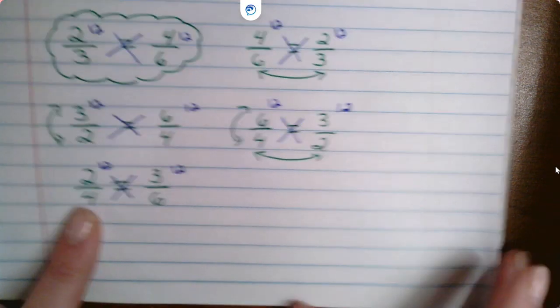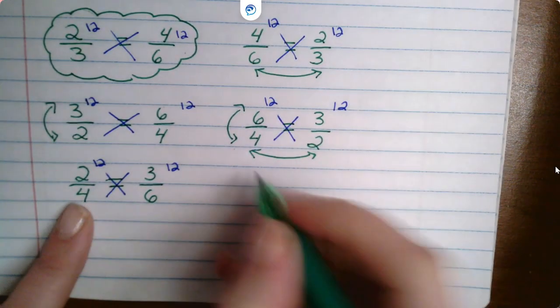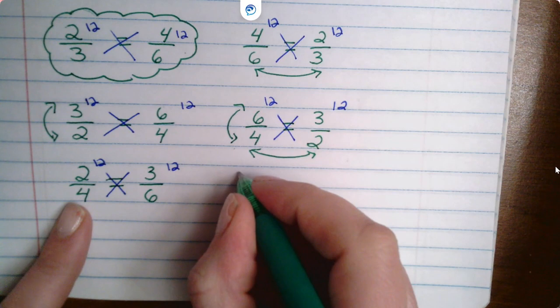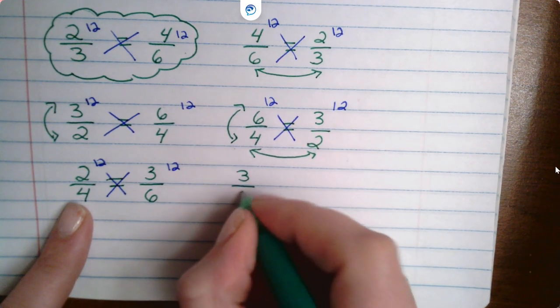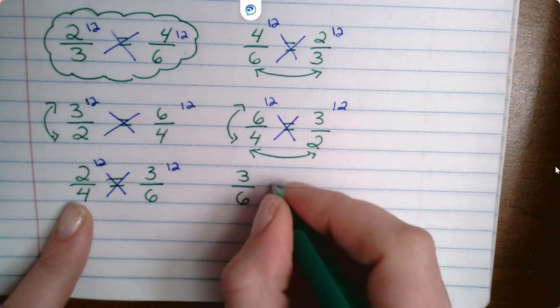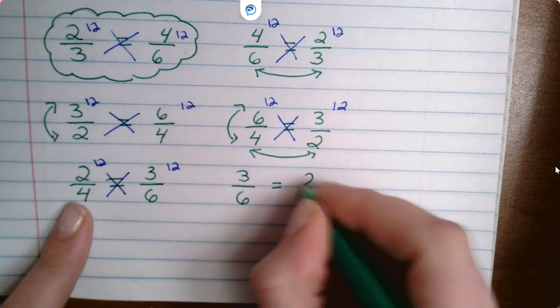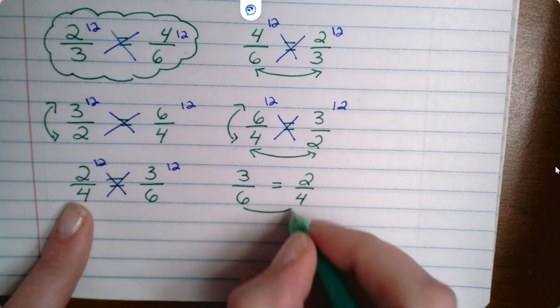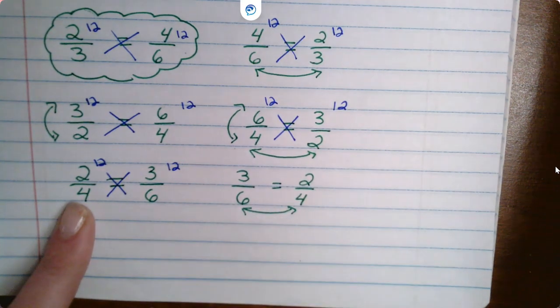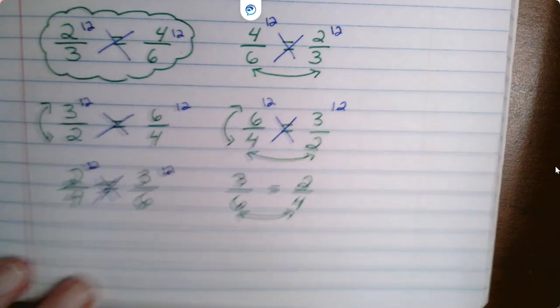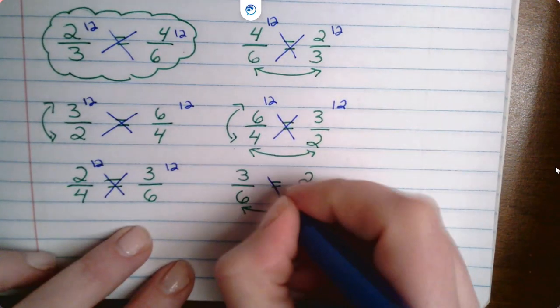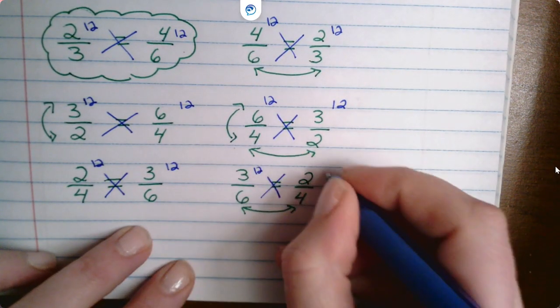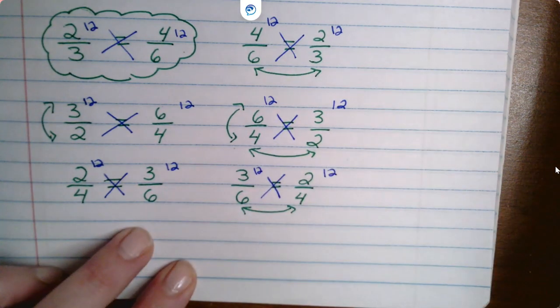I'm going to use this as my new starting point, and I'm going to flip left to right. So I'm just going to put the 3 over 6 on the left side of my equal sign and the 2 to 4 on the right side. So that was just flipping left to right from my new setup here. Cross products again would be 12 and 12.